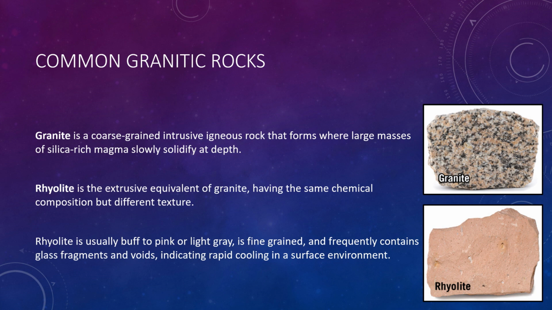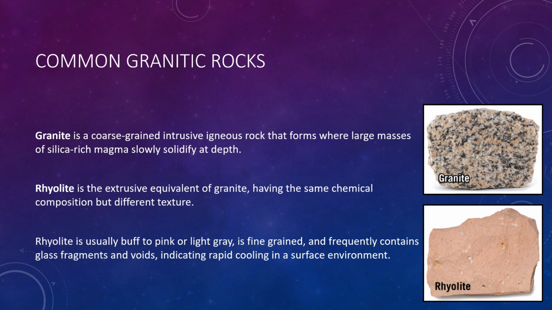So let's discuss some of the common granitic rocks. Granite is a coarse-grained, intrusive igneous rock that forms where large masses of silica-rich magmas slowly solidify at depth. Episodes of mountain building may uplift granite and related intrusive rocks, with the processes of weathering and erosion stripping away the outer-lying crust. Areas where large quantities of granite are exposed at the surface include Pikes Peak in the Rockies, Mount Rushmore in the Black Hills, Stone Mountain in Georgia, and Yosemite National Park in the Sierra Nevada.